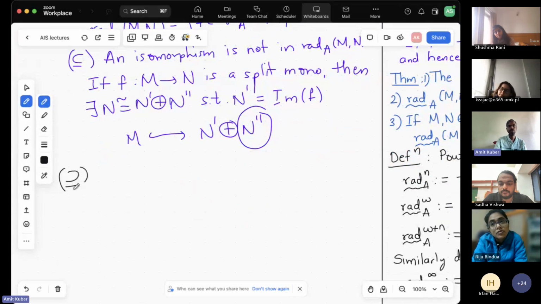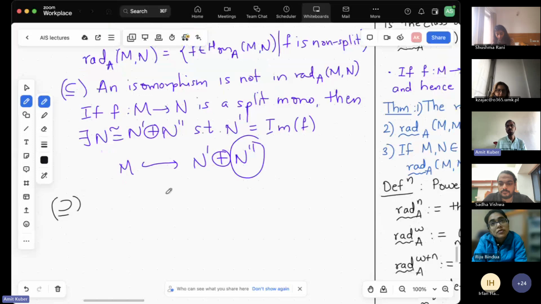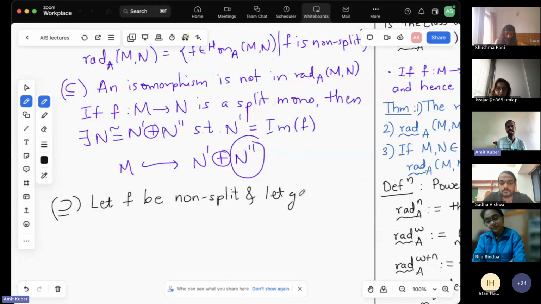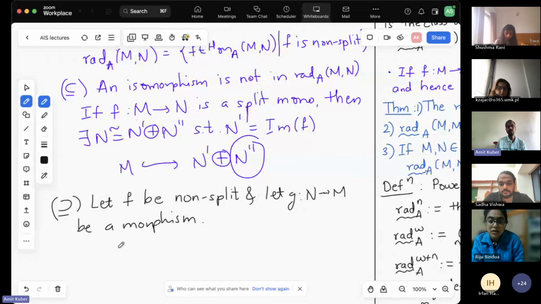So what we are trying to show, we have to start with a non-split morphism. So let F be non-split. And let G be a morphism from N to M, just some morphism. Now, what can you say about GF? Then GF is a morphism in the endomorphism algebra of M.